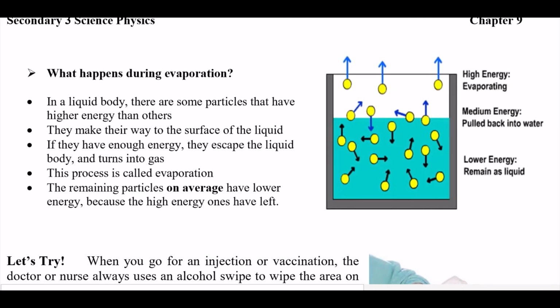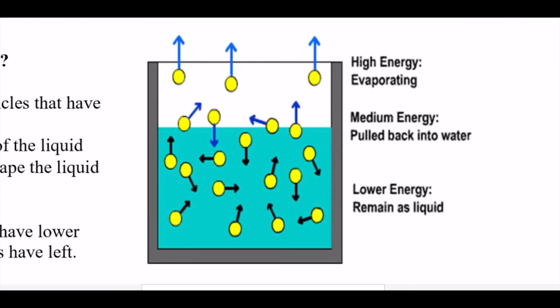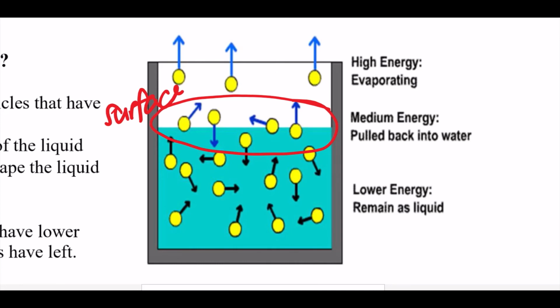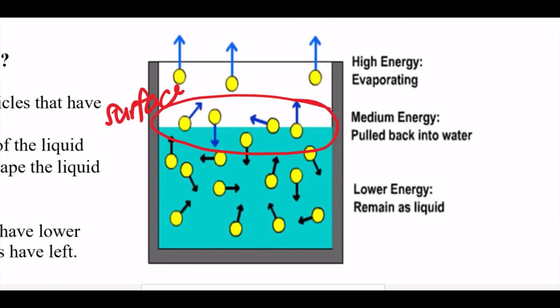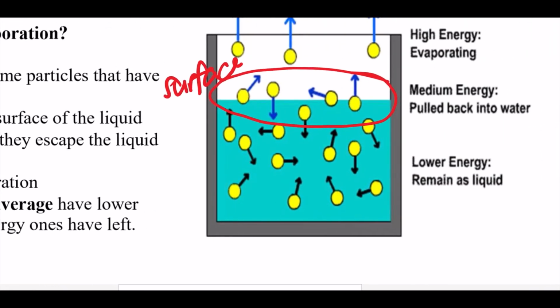The temperature actually drops. To understand why, let's look at the particles in a body of liquid. First of all, only particles near the surface of the liquid will evaporate off into gaseous state. In a body of liquid, there are some particles that have higher energy than others. Do not assume that all these particles have the same amount of energy. Some of them might have slightly higher energy than the others.